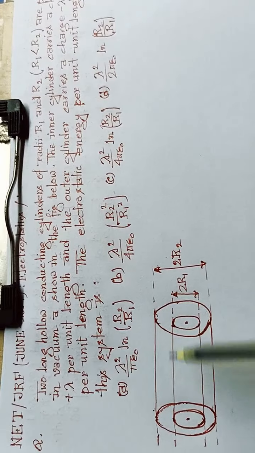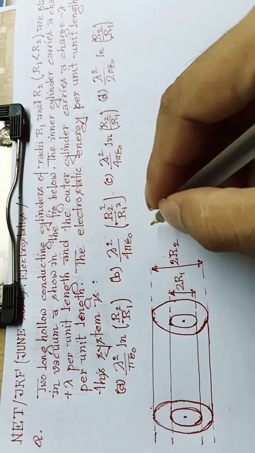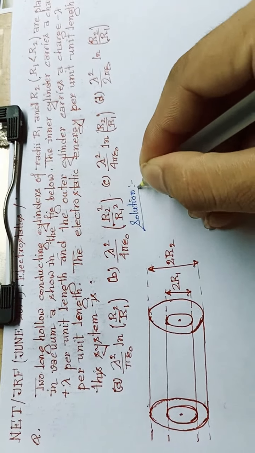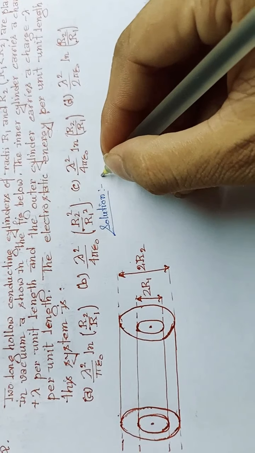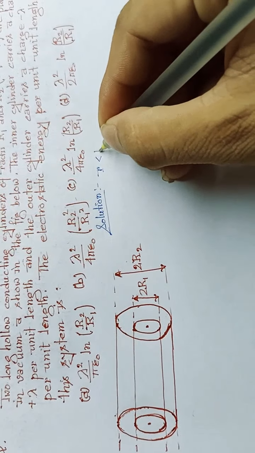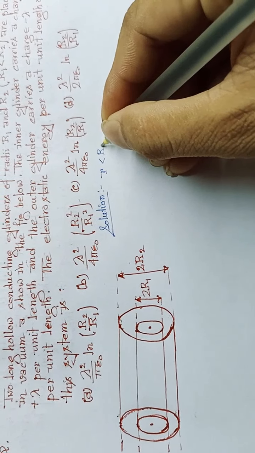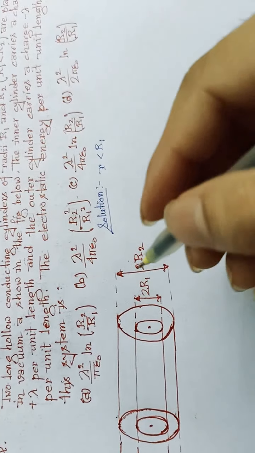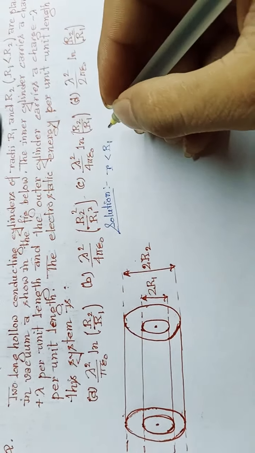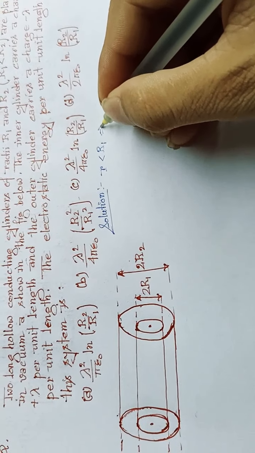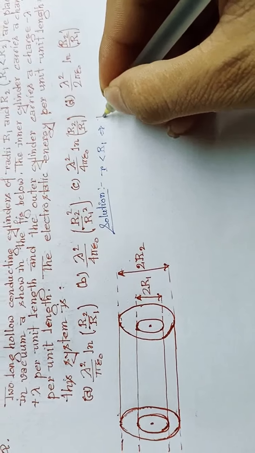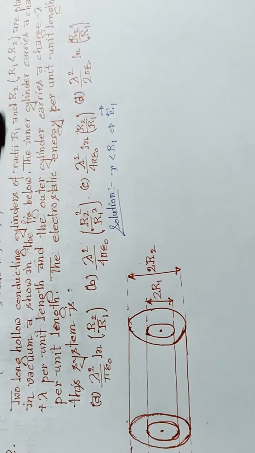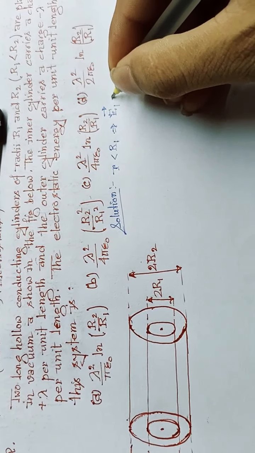and this is the figure or diagram for the corresponding problem. So let's solve this question. If r is less than R1, it means if we take a point at a distance r which is less than R1, inside the inner cylinder, then the electric field inside the inner cylinder, which can be represented as E1, will be equal to 0.